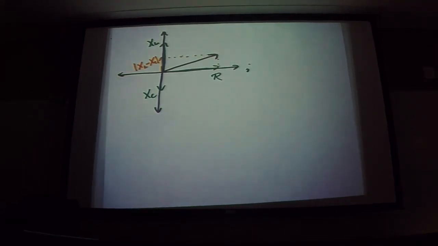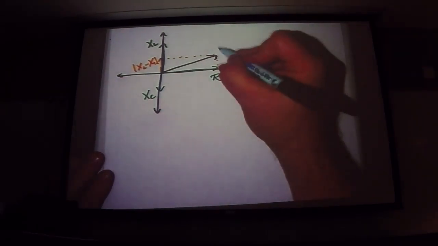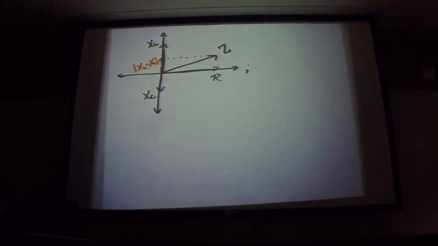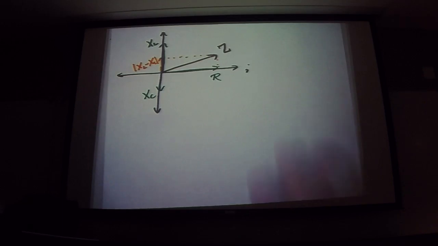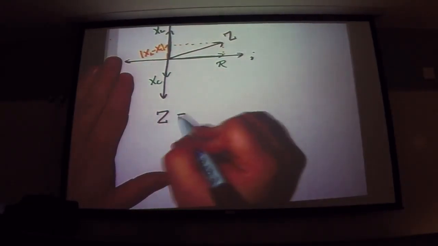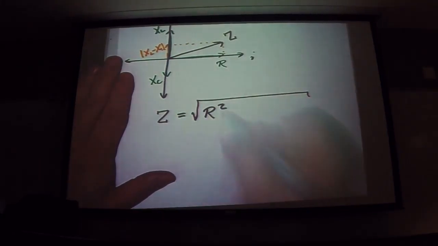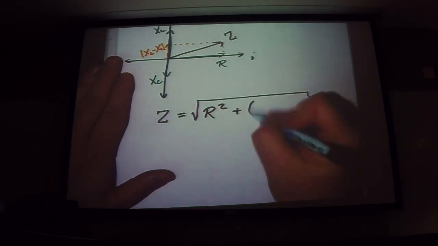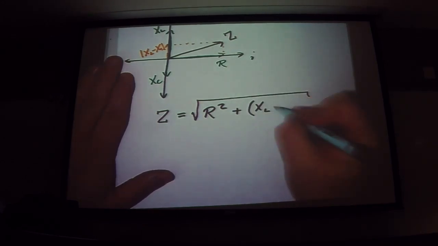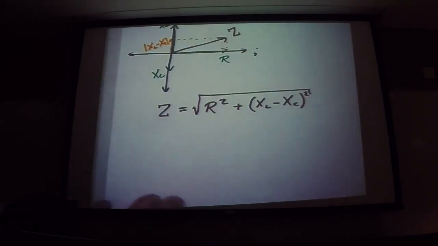And now what we do is we talk about this as being the total impedance of the circuit. So we have a new letter and we call it Z, capital letter Z. This is the total impedance in your circuit. And so Z is equal to the square root of R squared plus quantity X sub L minus X sub C quantity squared.